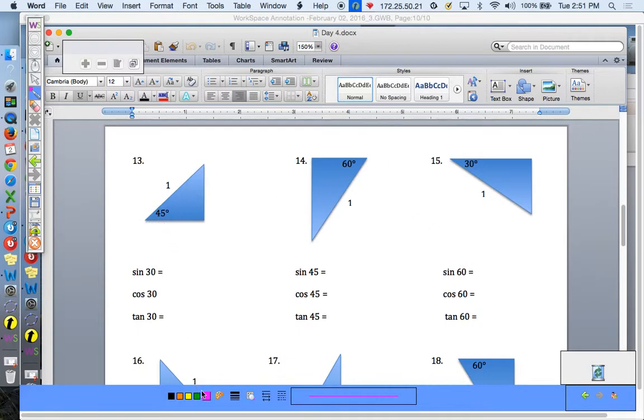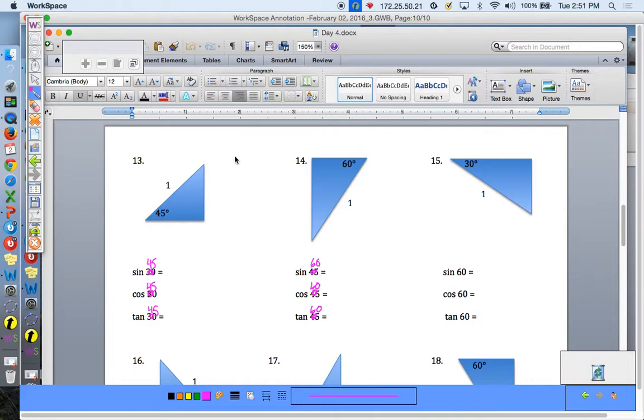If your triangle has 45, then that's what these angles are supposed to be. So 45, 45, and 45. So this one's 60, so it's going to be 60, 60, and 60. And all you're doing here is you're writing in these ratios.